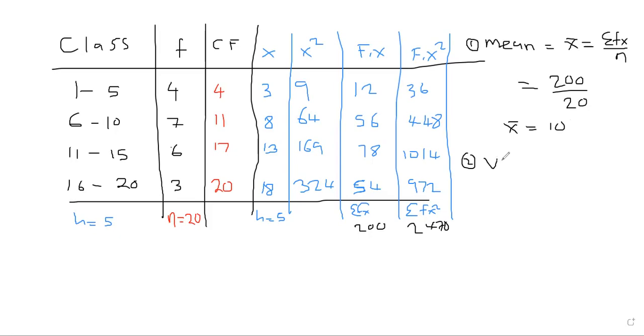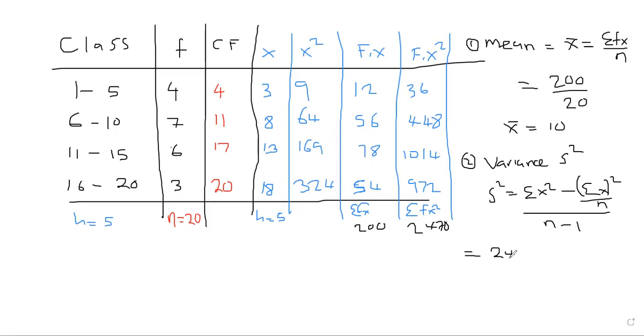Number 2, the variance. Variance is given by summation of fx squared minus summation of fx, power 2, over n, everything over n minus 1. So what is our sum of fx squared? 2470. Then our sum of fx is 200, the power 2 over n, which is 20. Everything over n minus 1.